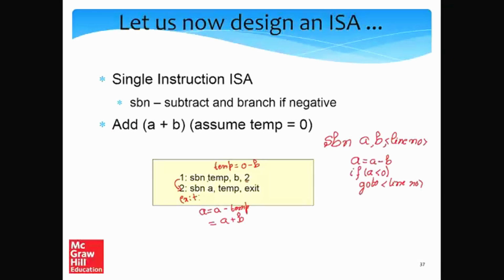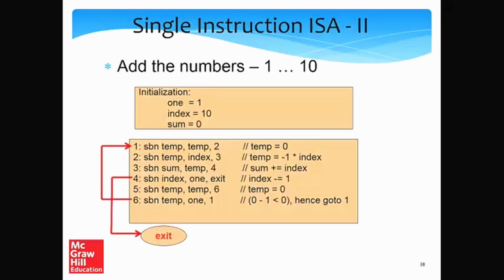Why would you want to or not want to do it? Let's discuss later. Let's discuss one more example, which is to add the numbers from 1 to 10. A simple arithmetic progression series is being added. Let's assume that the following variables have the following values to begin with. 1, as the name suggests, contains 1. Index contains 10, and sum is 0.